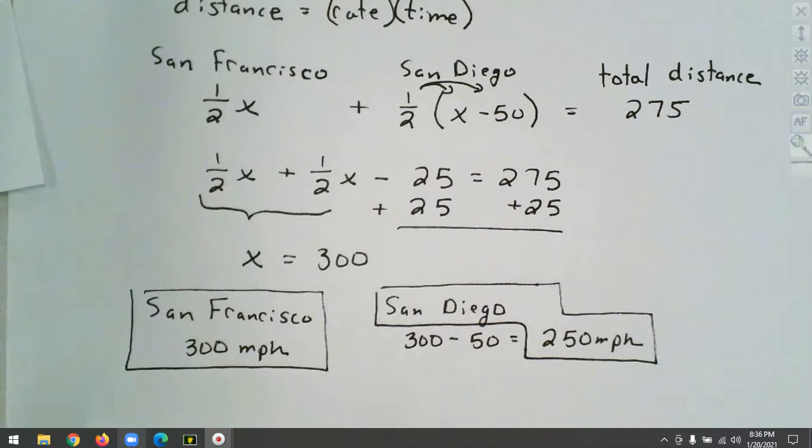Use some common sense. These seem like they're legitimate speeds. If I would have said the San Francisco plane is traveling at 8,000 miles an hour, would that make sense at all? No, so I know I probably made a mistake somewhere. Also, if it said the San Francisco plane was traveling at 20 miles an hour, that wouldn't make sense for an airplane either. So use common sense to see, does it make sense? Do I think that answers the question? And if it looks right and it feels right, it probably is.